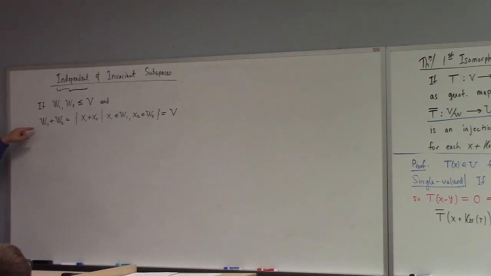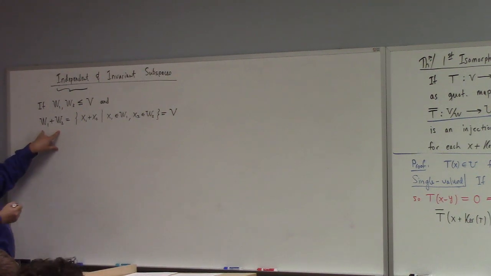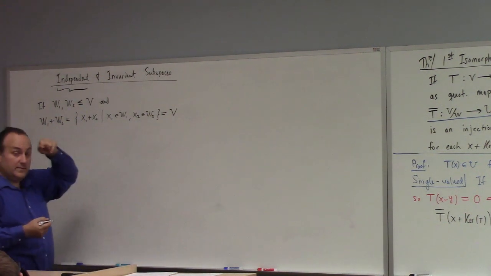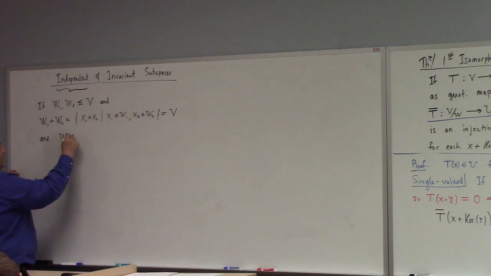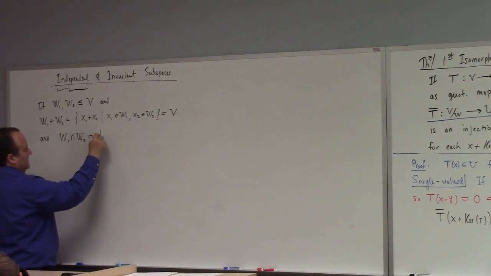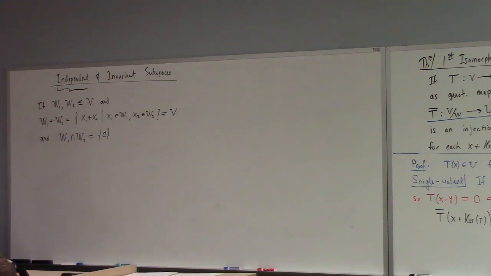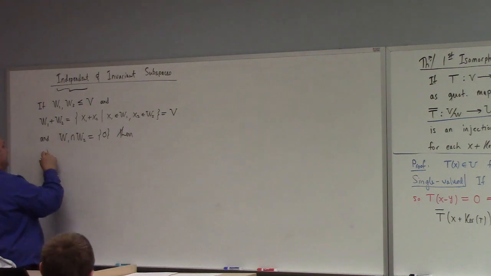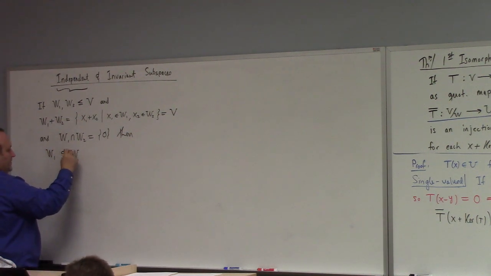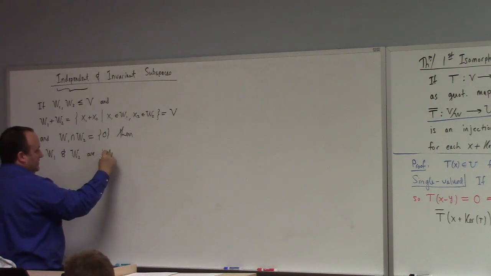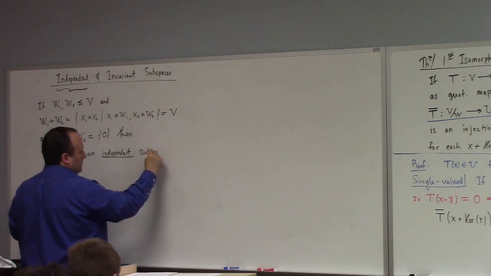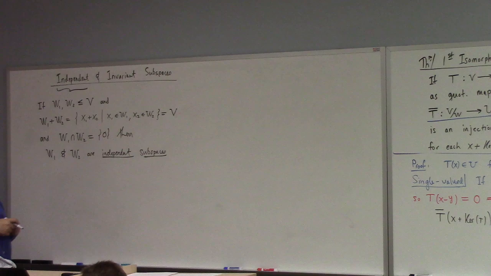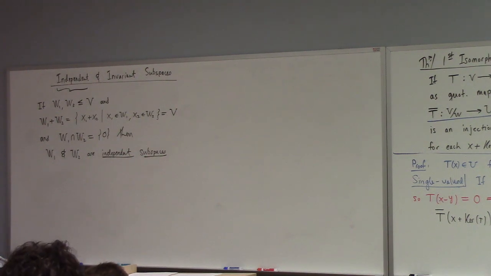In other words, the subspaces W1 and W2 generate V. Their sum generates all of V. And in addition, W1 intersect W2 is the set containing 0, and that's it. If that's the situation, then W1 and W2 are independent subspaces. So that's a definition we could give.